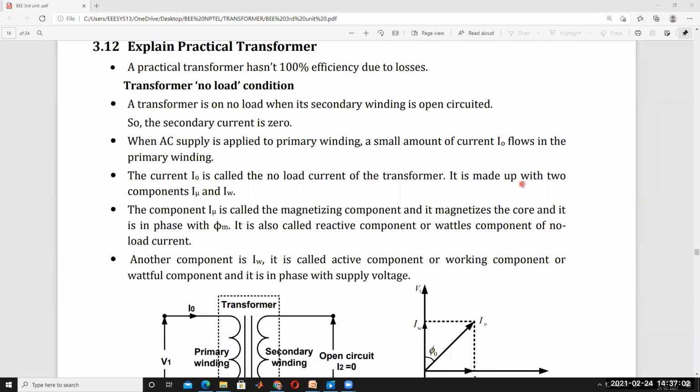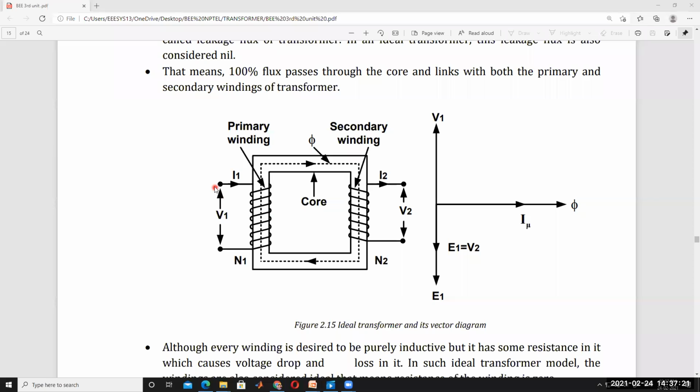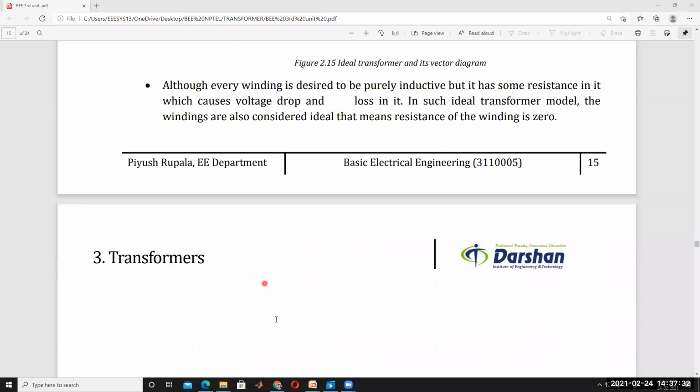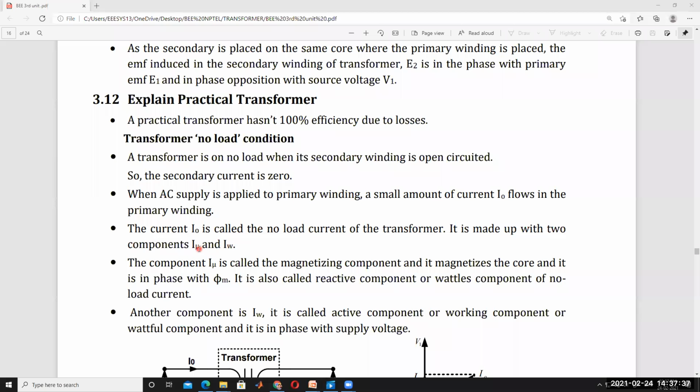It is made up of two components, Iμ and Iw. Iμ is nothing but the magnetizing current. Some amount of current is drawn from the supply because of the magnetizing flux to develop the counter EMF E1, that is called Iμ, the magnetizing current, purely inductive. But practically the winding has some amount of resistance. Because of that resistance, the current is called Iw, the wattful component. Iμ is called the magnetizing component, Iw is called the wattful component.